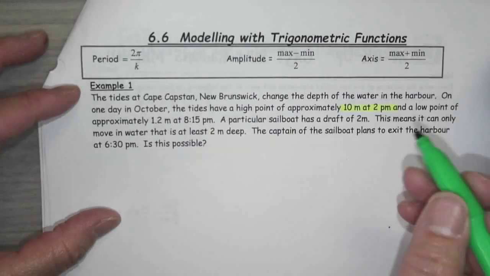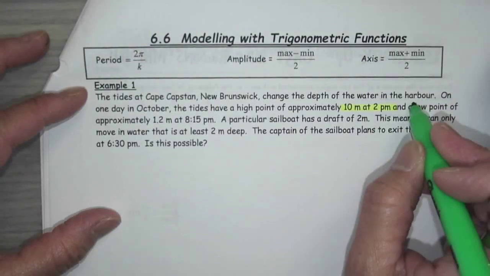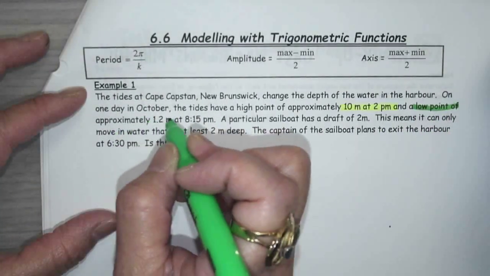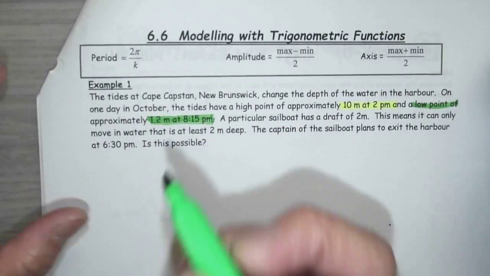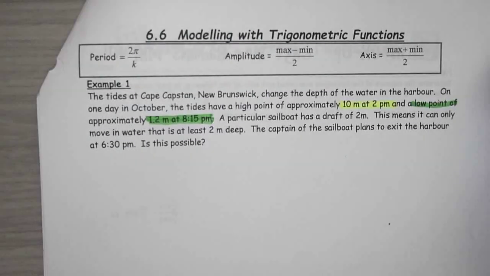The low point is at 1.2 at 8:15. This is all approximate, right? So whenever we do these graphs, they might not be perfect sinusoidal graphs, but they're approximate. They're good enough, and we're going to get the shape out of it.